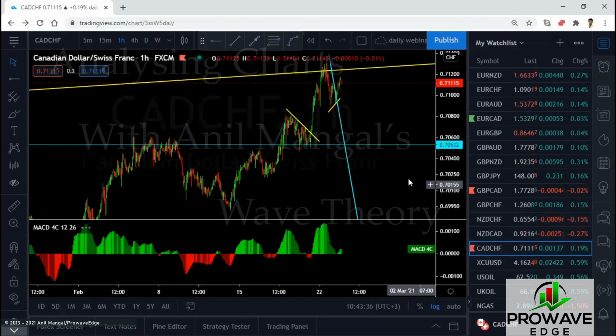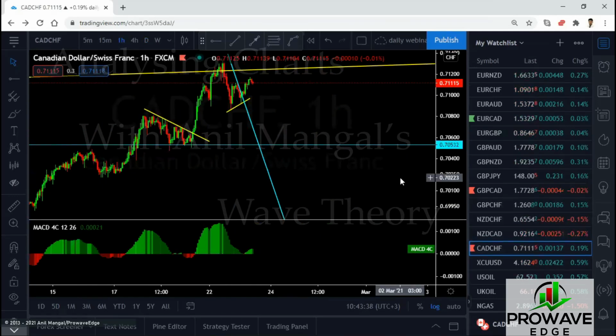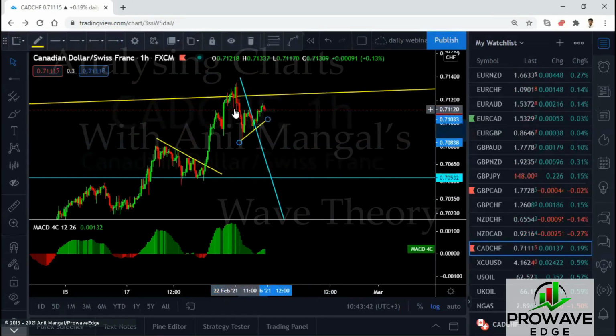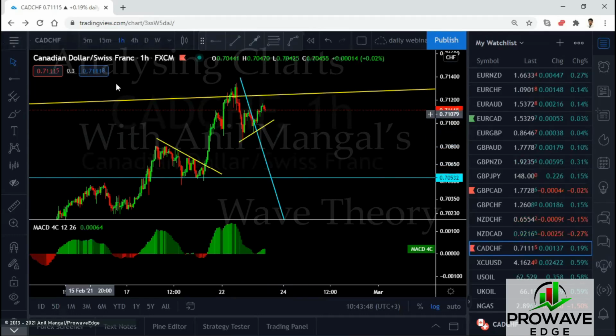CAD Swiss, we have a good sell setup coming. I sold this on a lower time frame here yesterday and closed the trade. I'm looking at this and I'm looking for a sell setup. Why is this sell very important?